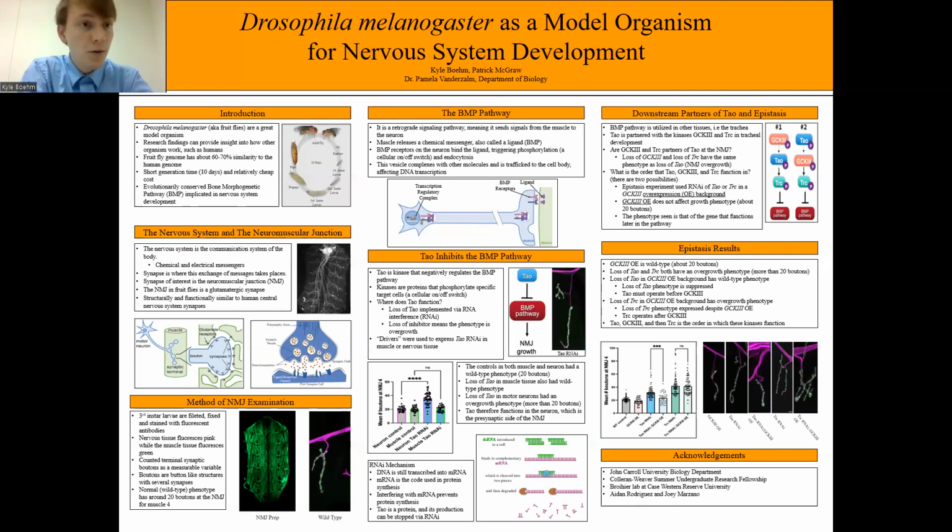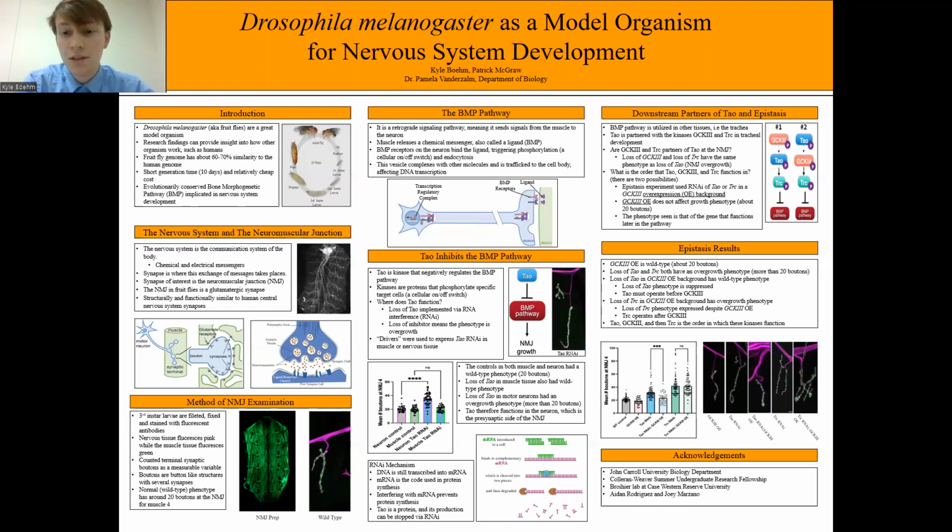So once we knew that they were partners, we wanted to see the order in which they functioned, which is essentially called epistasis. So we used an overexpression background, which is overexpressing an inhibitor, which would cause an undergrowth phenotype, so bouton counts lower than 20. And then we paired it with loss of tau or loss of tricornered. So in the results, we can see that GCK3 overexpression, which was our background, that it's under 20, undergrowth phenotype. So that was our background.